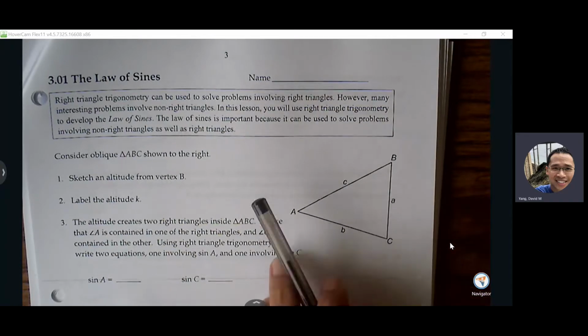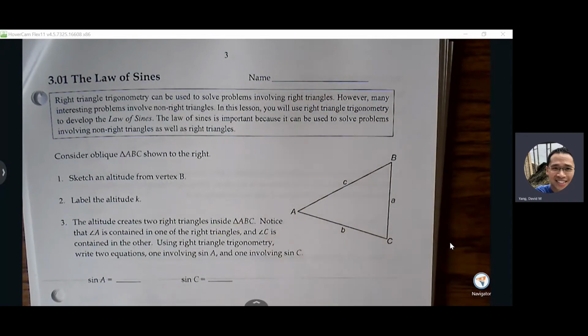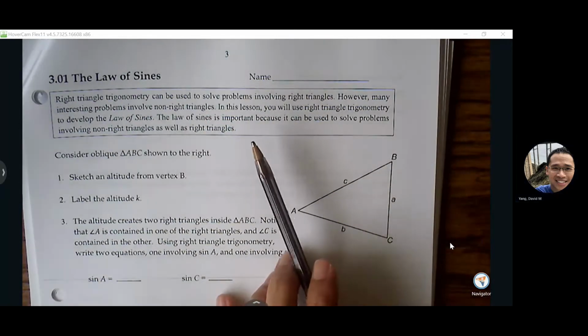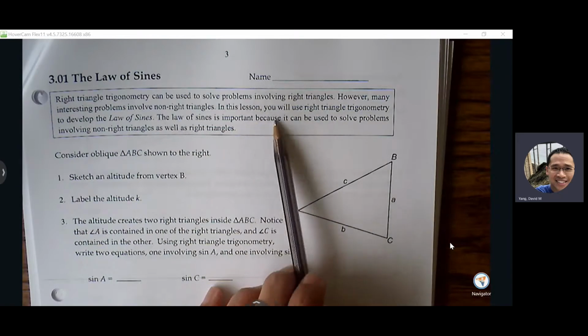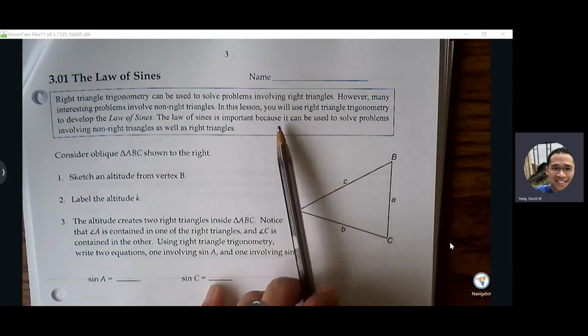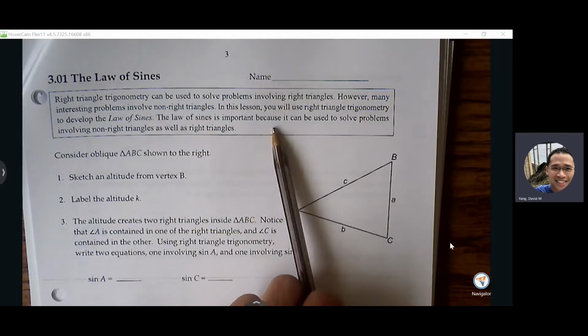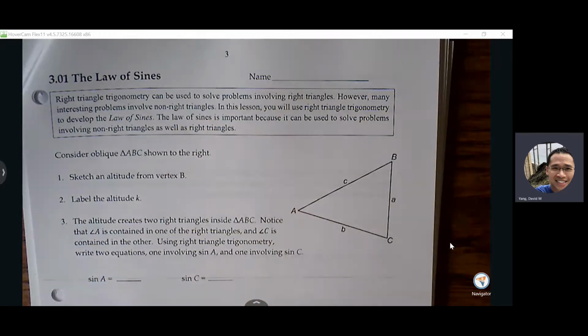Okay, so let me just start off with notes here. Right triangle trig can be used to solve problems involving right triangles. However, interesting problems involving non-right triangles can also be solved. We'll be using right triangle trig to develop law of sines. Law of sines is important because it can be used to solve problems involving non-right triangles as well as right triangles.